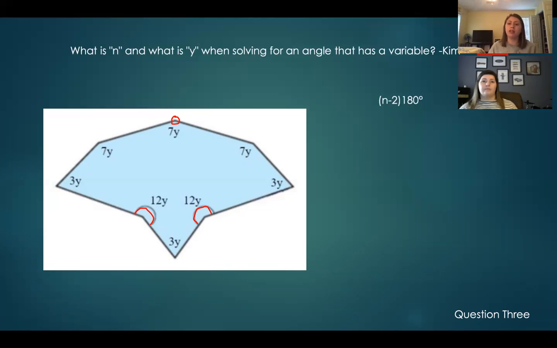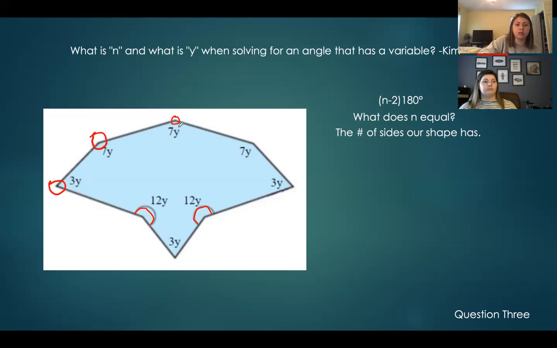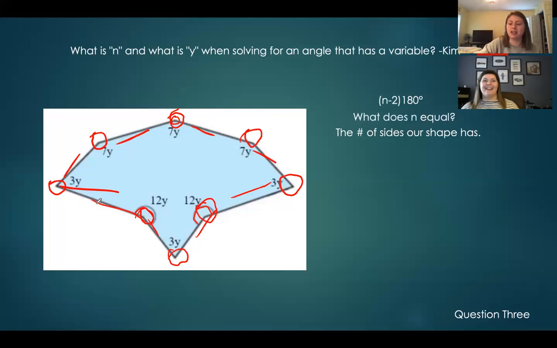So I learned about it, and I found out that n equals the number of sides our shape has. So let's take a look. We got 1, 2, 3, 4, 5, 6, 7, 8. And then I actually did that wrong. 1, 2, 3, 4, 5, 6, 7, 8, 9. Sorry, 9 sides. I just started drawing everywhere.